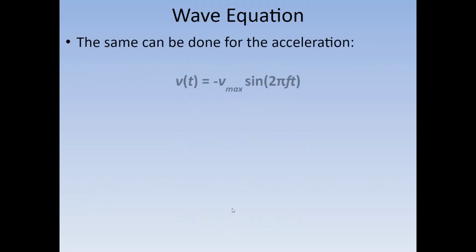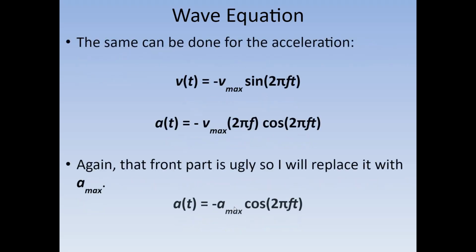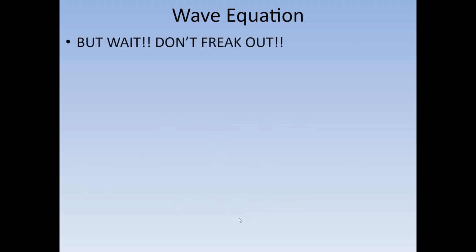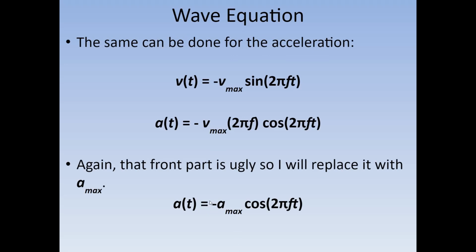And then if we did it again for acceleration, basically the sine turns into cosine, and we end up getting that. So again, we end up getting positive cosine for our position, negative sine for velocity, and negative cosine for the acceleration. And in all three cases, it's always the maximum term times some trig function with 2 pi ft. So that's why I was saying before that understanding the form of the equation is useful.